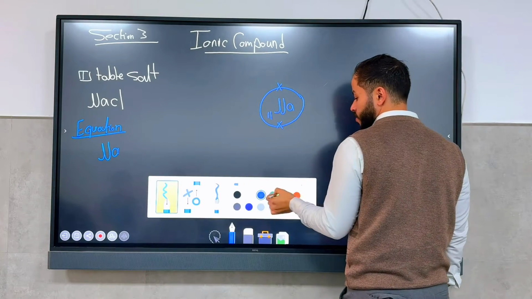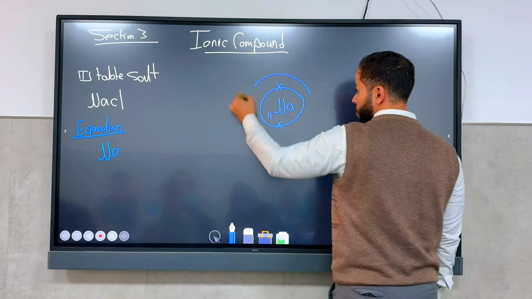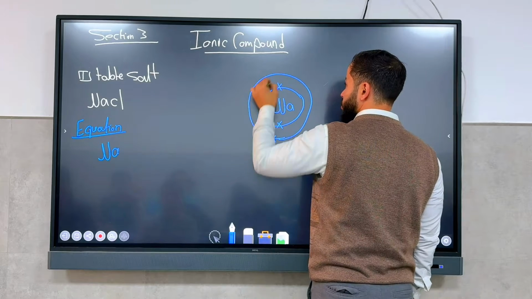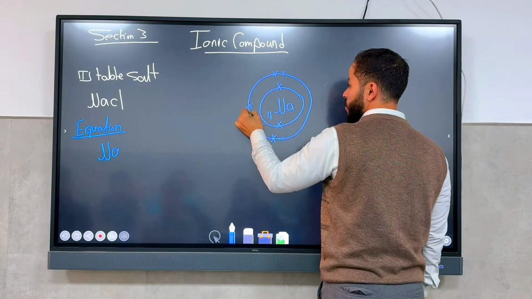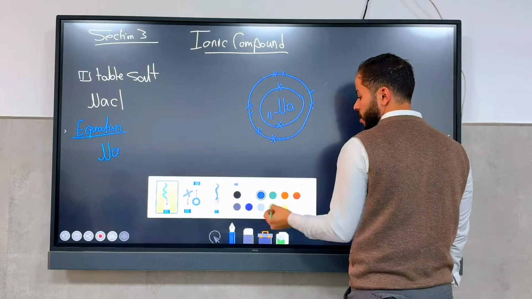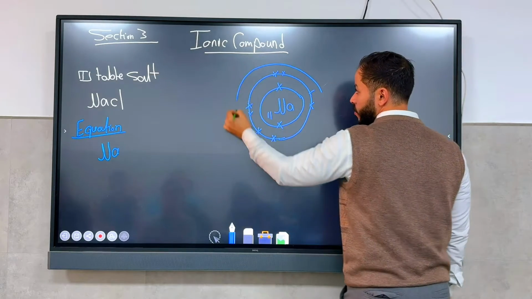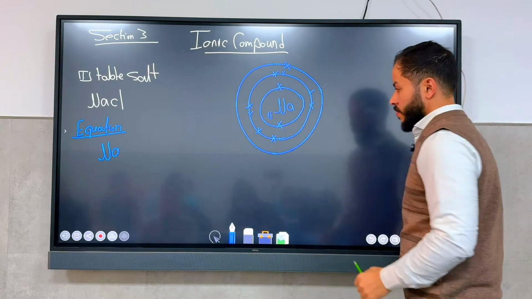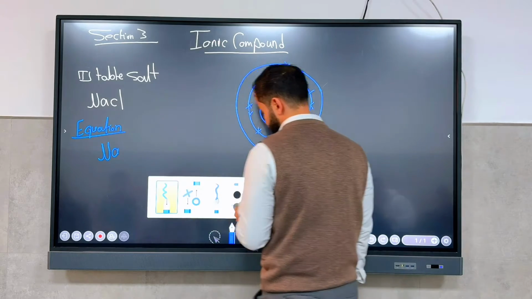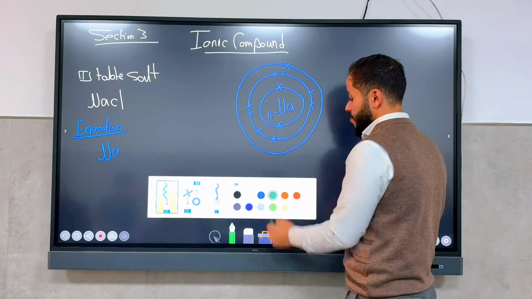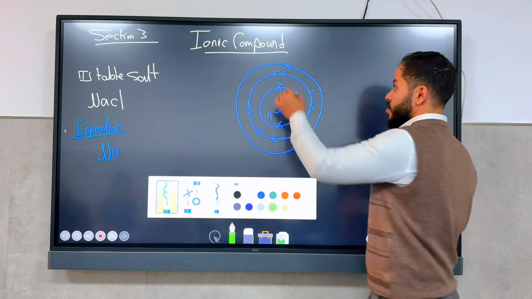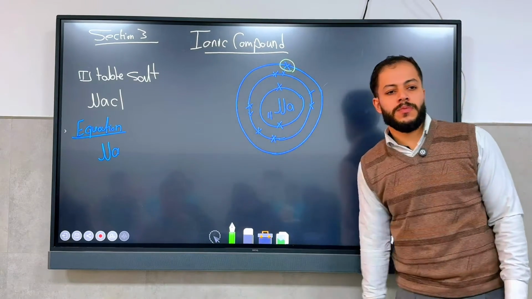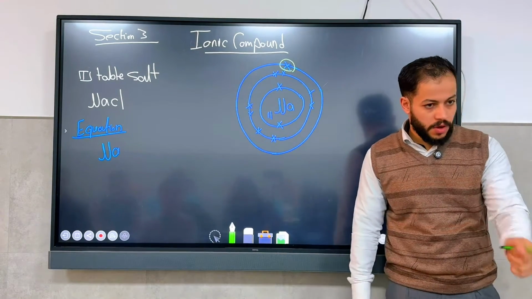And the second one, 8 electrons. And the third one, 1, 2, 3, 4, 5, 6, 7, 8. And the last one has 1 electron. So for the sodium atom, there is an important role here. In the outer energy level, how many electrons? 1 electron. All the atoms want to reach what? 8. We name this the octet rule.